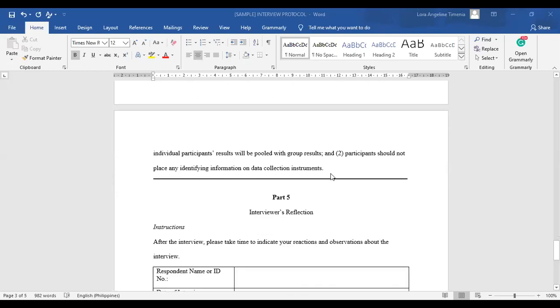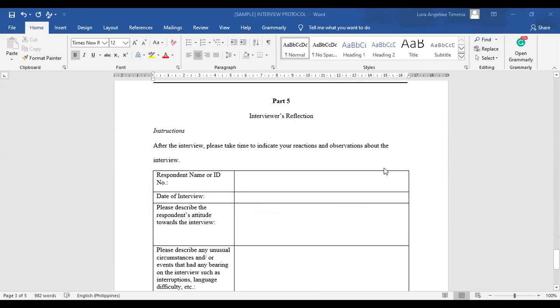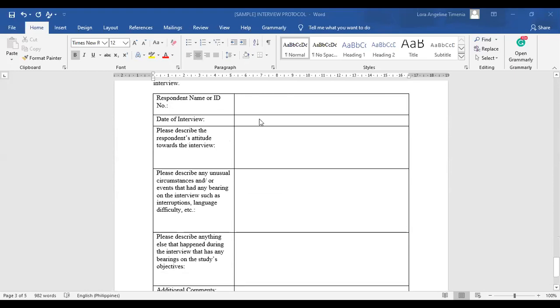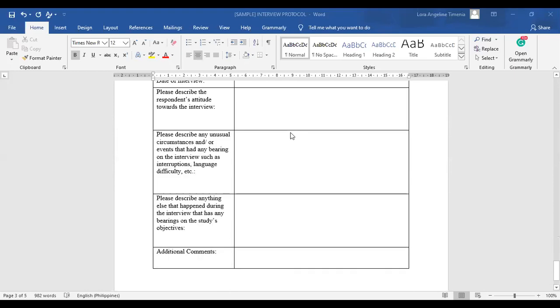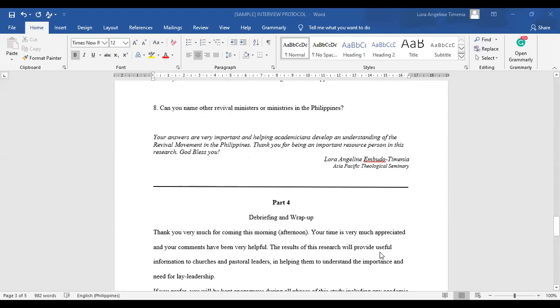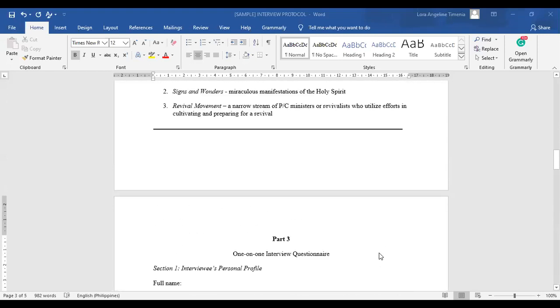Now, part 5 is your own reflection. So part 5, interviewer's reflection. Just as an example: describe the respondent's attitude towards the interview. Describe any unusual circumstance while you were doing the interview. Describe anything else that happened that you should write down, and any additional comments. Okay, so that's it. This is an example of an interview protocol.